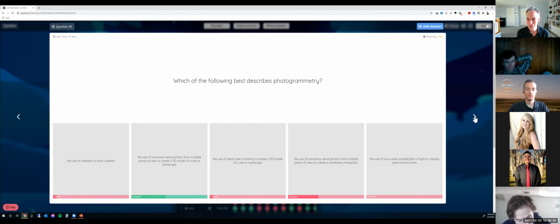Which of the following best describes photogrammetry? Photogrammetry is when you just use photos to create 3D models of an environment. And that's an important aspect of remote sensing and collecting remote data about different portions of the Earth.